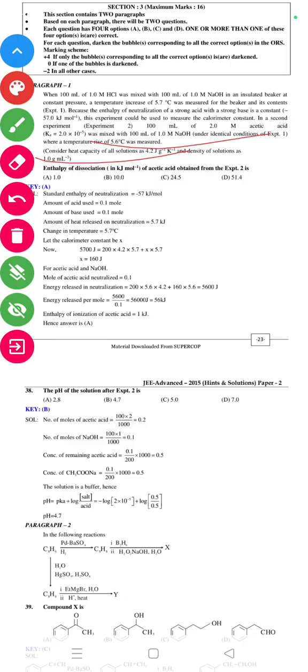तो standard enthalpy of neutralization -51 kJ per mole होता है। Amount of acid हो जाएगा 0.1 mole, amount of base 0.1 mole, amount of heat released in the neutralization 5.1 kJ, change in the temperature 5.1 degree Celsius, let the calorimeter constant be x। तो 5100 जूल इक्वल टू 200 गुना 4.2 गुना 5.1 प्लस x गुना 5.1, यानी x इक्वल टू 160 जूल। For the acetic acid and the NaOH, mole of the acetic acid neutralized equal to 0.1.